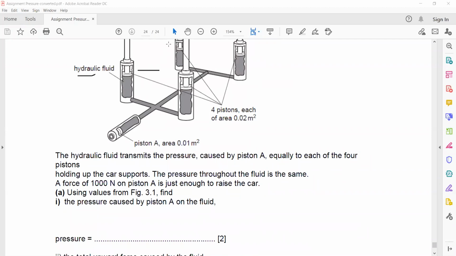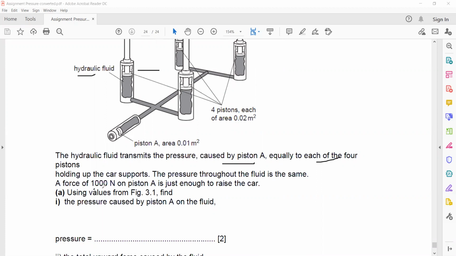The hydraulic fluid transmits the pressure caused by piston A equally to each of the four pistons that hold up the car support. The pressure throughout the fluid is the same. They already give you a hint that the pressure will not change. The pressure is the same.